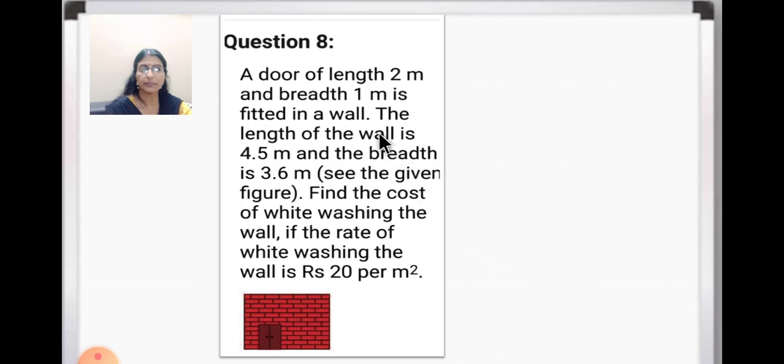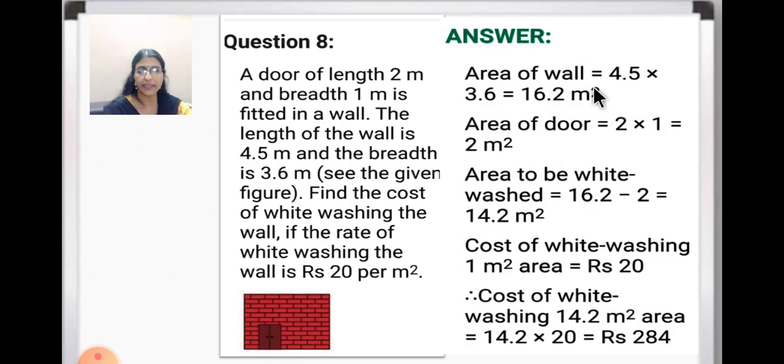Now let us go to question number 8. A door of length 2 meter and breadth 1 meter is fitted in a wall. The length of the wall is 4.5 meter and breadth is 3.6 meter. You can see this, it is given in the figure. Find the cost of whitewashing the wall if the rate of whitewashing the wall is rupees 20 per meter square. So first we have to find out the area of the door, then we'll find out the area of the wall, and then we have to exclude the area of the door because we are not going to whitewash the door. So let us do how to solve. First we'll find out the area of the wall.